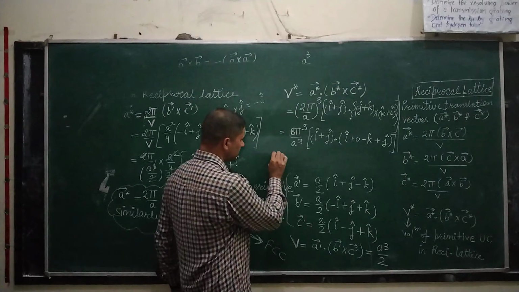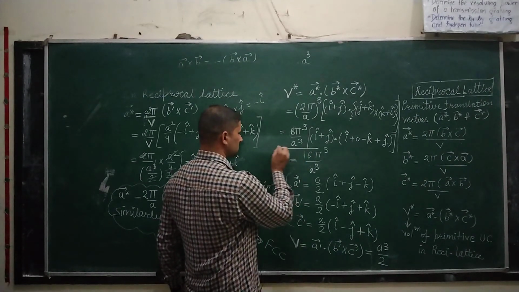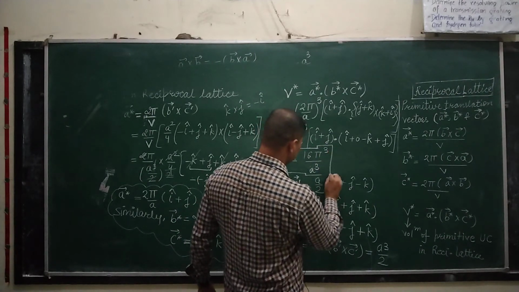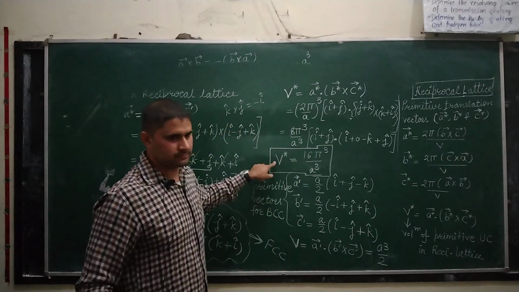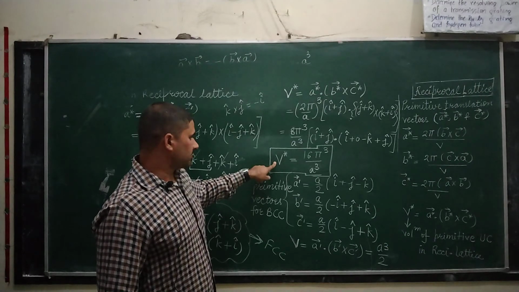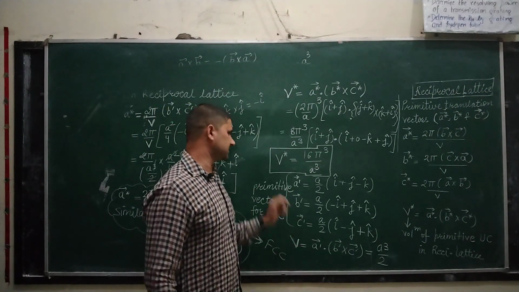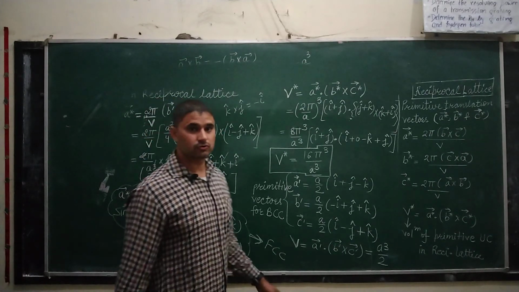Let me write the result directly. So class, here you will see that this will be the volume of the primitive unit cell in reciprocal lattice of BCC. Okay class, thank you for watching.